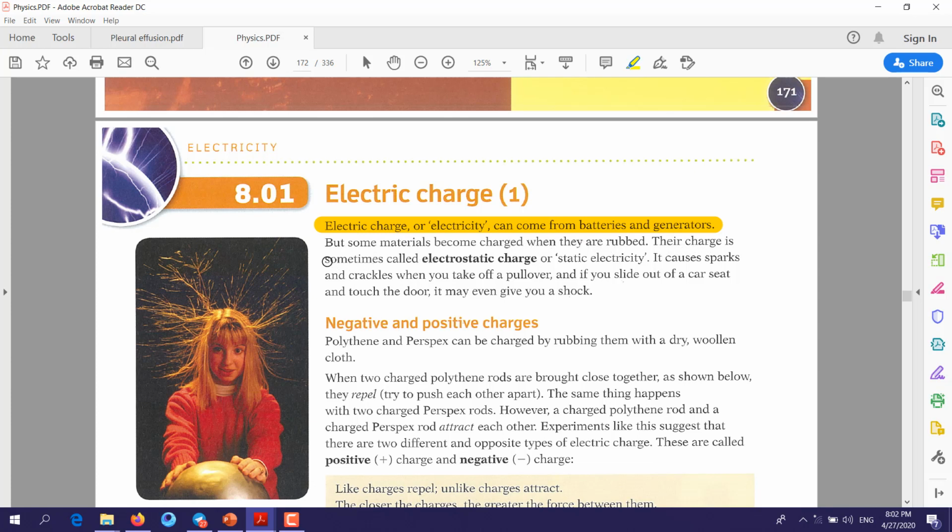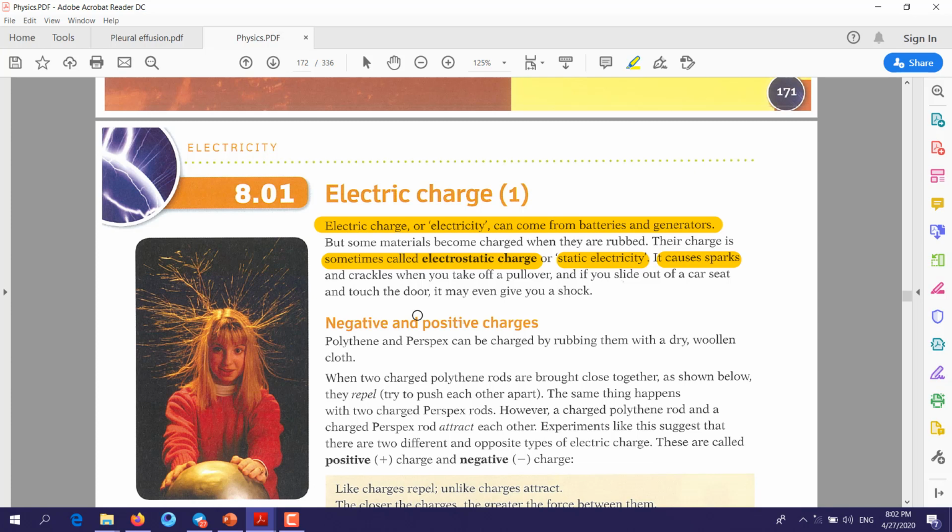This charge is sometimes called electrostatic charge, or static electricity. This electric charge causes sparks when two objects are rubbed with each other, and also when they are taken off or pulled away from each other.